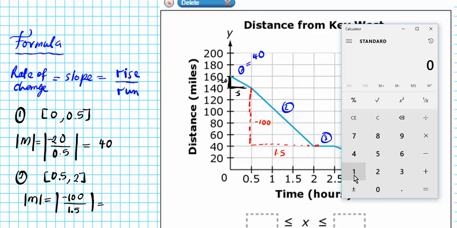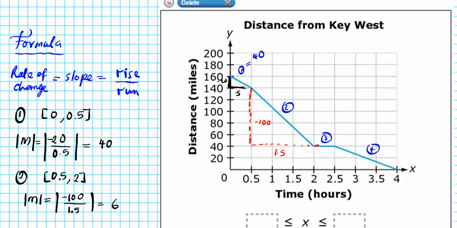So we can do that with a calculator. Forget about the minus, because when you take the absolute value, that drops off. 100 divided by 1.5 is 66.6 repeating. So 66.6 repeating miles per hour.